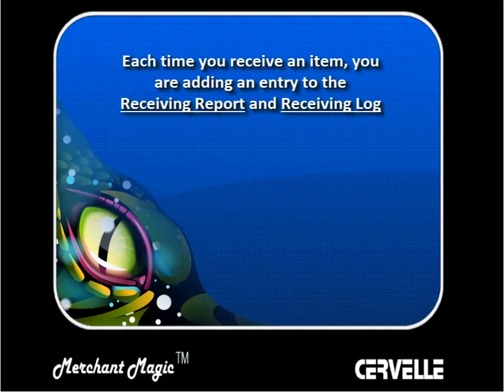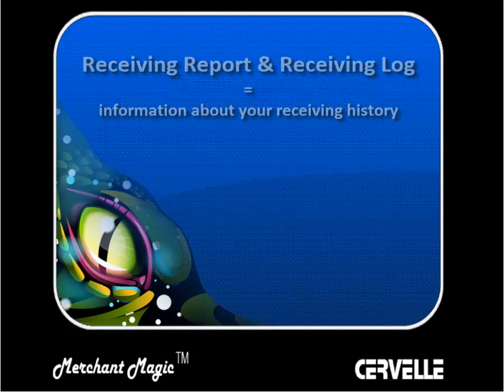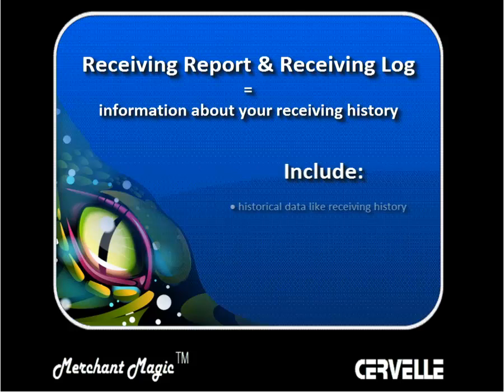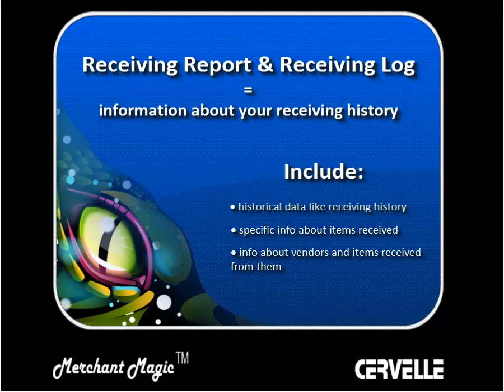Each time you receive an item, you are adding entries to your receiving log. The receiving report and receiving log are your one-stop shop for finding information about your receiving history. With these two reports, you can look at historical data such as your receiving history, specific information about items you've received, as well as information about vendors and the items you've received from them.